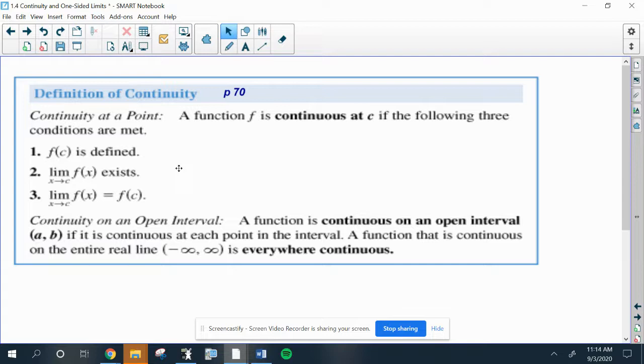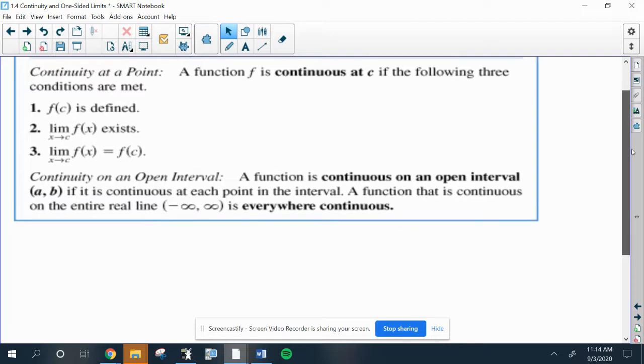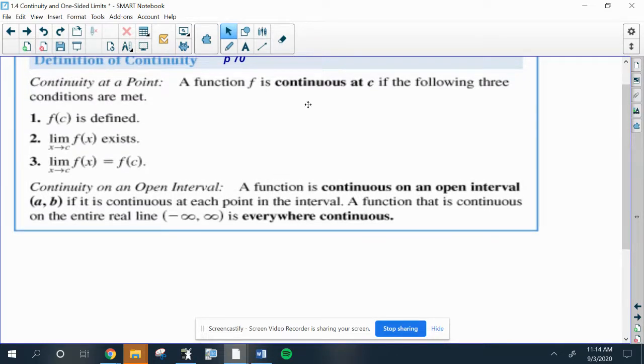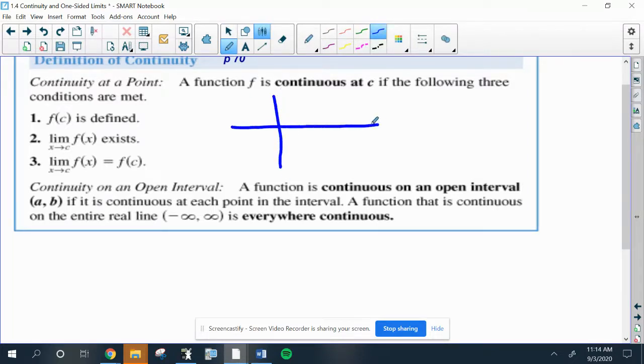So the three requirements for continuity at a point: the function must be defined at the point, the limit must exist at the point, and finally, the value of the function and the value of the limit are the exact same. Maybe a little bit confusing, but let's look at it. So we're talking about continuity at a single point, like the point, arbitrary point C. That's what it's talking about.